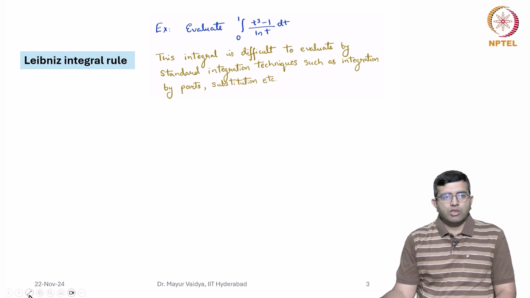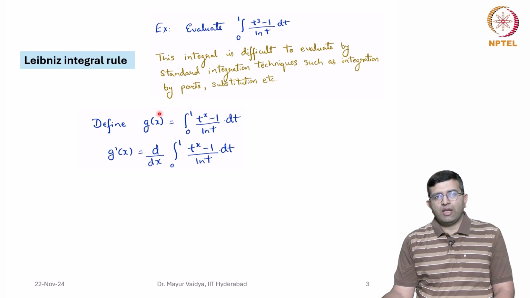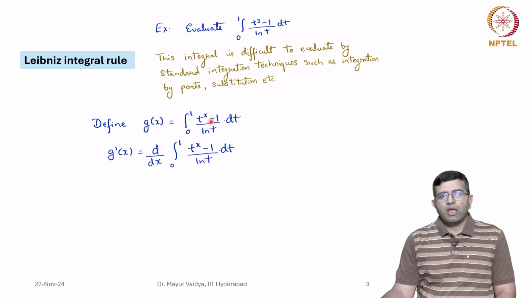But I will show you how we can solve this using the Leibniz integral rule. To do that, what we usually do is define a function g of x equal to the integral from 0 to 1 of t to the power x minus 1 divided by ln t dt. Remember, in the original integral you have t cube minus 1, whereas here I am defining a function g of x, which is t power x minus 1 by ln t into dt. So when I solve for g of x, I just need to evaluate g of 3, which will give me the answer for my original problem. Once I have defined g of x, I now want to take the derivative of this. So g dash of x is equal to d by dx of this integral.